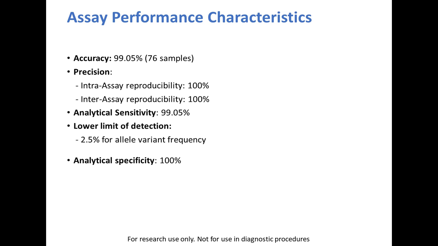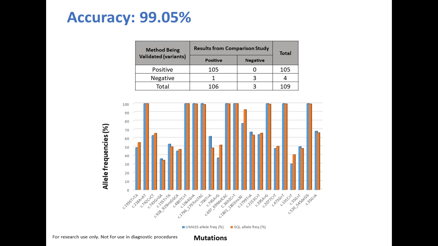Next, I'm going to talk about assay performance characteristics. I'm going to mention the accuracy, precision, analytical sensitivity, and specificity, and the lower limit of detection. This is the accuracy. On the table on the top of the slide, I showed all the variants we have validated. Among 109 variants, only one of them was not identified by our assay. I'm going to talk about this in a later slide.